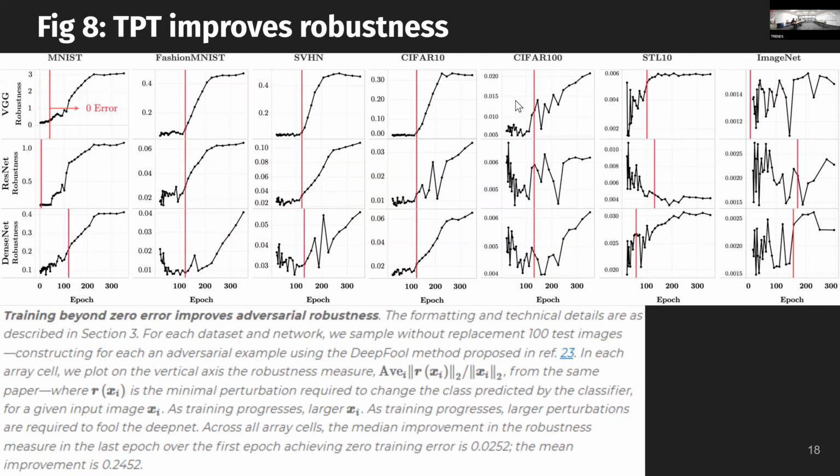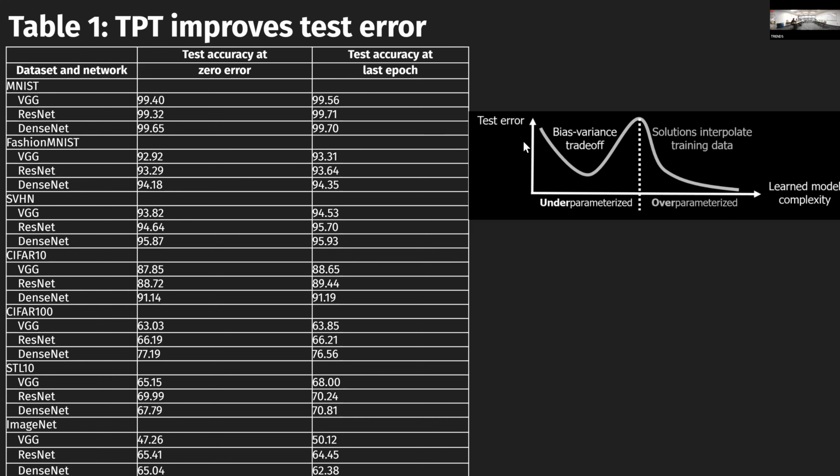Okay, so there's a lot more stuff. They're measuring, doing some adversarial testing, inserting adversarial test samples, and showing that this terminal phase of training makes things a little bit more robust to those adversarial examples. They have a beautiful table showing 1% improvements in test error, which is what matters when you do Kaggle competitions and stuff these days.